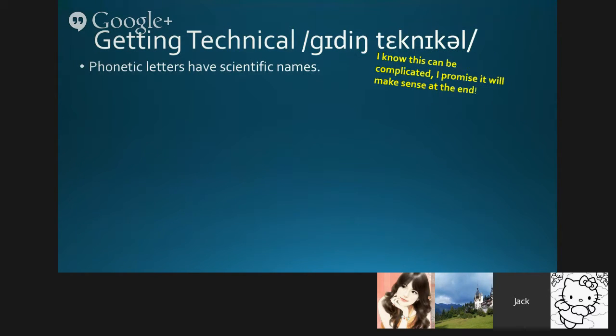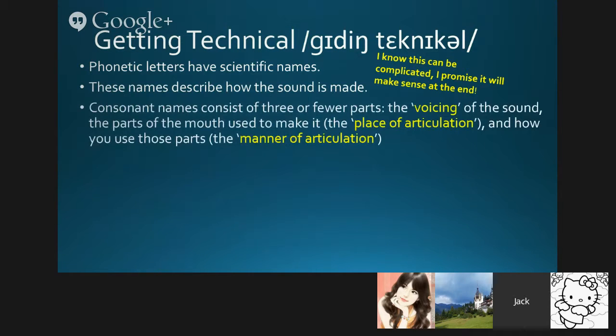All these letters have names, just like they have names in any language. But because phonetics is a science, they have scientific names. These names actually describe how and where in your mouth you make the sound. So consonant names specifically will all normally have three parts.